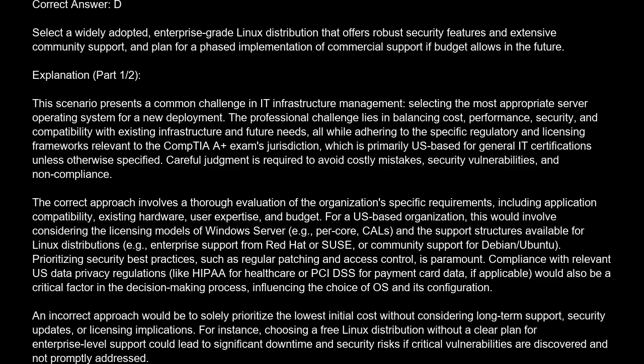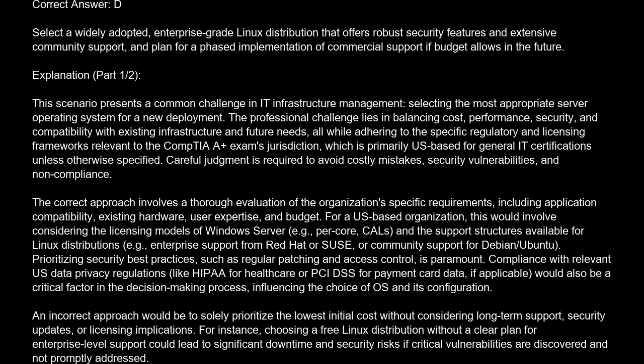Explanation: this scenario presents a common challenge in IT infrastructure management, selecting the most appropriate server operating system for a new deployment. The professional challenge lies in balancing cost, performance, security, and compatibility with existing infrastructure and future needs, all while adhering to the specific regulatory and licensing frameworks relevant to the CompTIA A+ exam's jurisdiction, which is primarily US-based for general IT certifications, unless otherwise specified. Careful judgment is required to avoid costly mistakes, security vulnerabilities, and non-compliance.